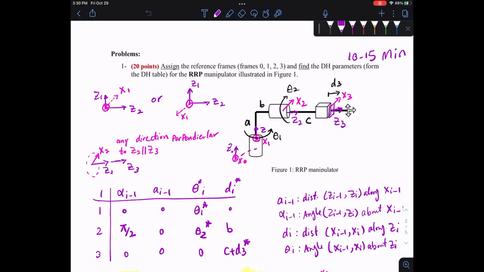Now, when you assign your Z's and then assign your X, you have to find the direction of Z1, Z2, and then find the common perpendicular, right? Mutual perpendicular. For Z1 and Z2, there are two cases for your X. If Z1, Z2 is a plane, X1 could go into the plane or come out of the plane. So both of these are correct.